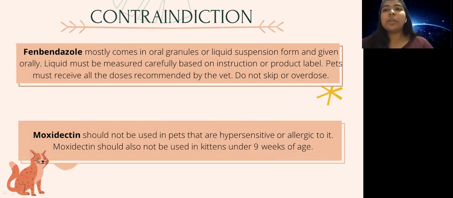Okay, moving on, let's talk about the contraindication of the drugs. For fenbendazole, it mostly comes in oral granules or liquid suspension form. This drug is given orally. This liquid must be measured carefully based on the instruction on the label and also according to your vet's consultation. The pets that receive this drug must receive the correct amount and not overdose. Next is moxidectin. This drug should not be used in pets that are hypersensitive or allergic to it. Moxidectin should also be avoided for kittens under 9 weeks of age.